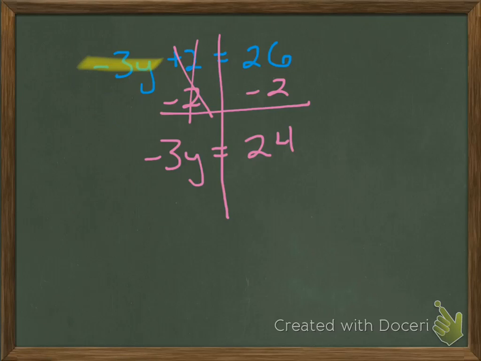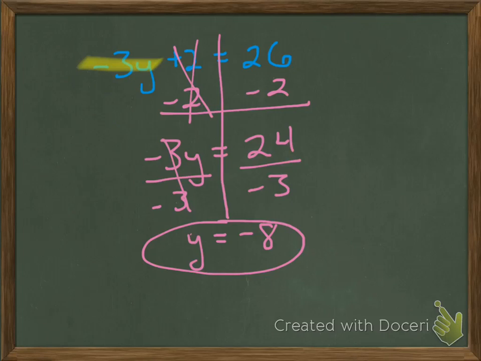Now, how would I get the y by itself? You say to divide by negative 3. That would be correct. And you divide by a negative 3. And my negative 3s are going to cancel out, leaving me with y is equal to, now if I have a positive divided by a negative, my answer is going to be negative, and it's going to be negative 8. So that would be your correct answer.